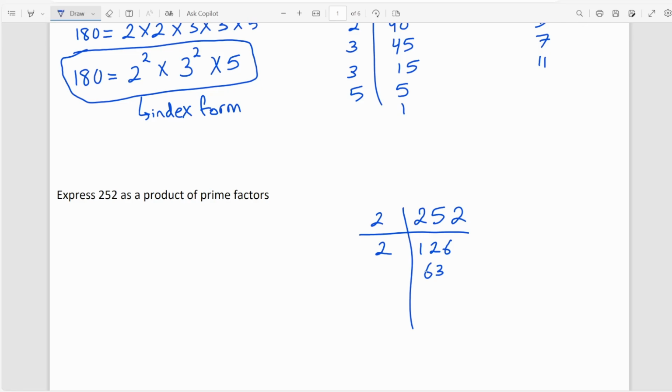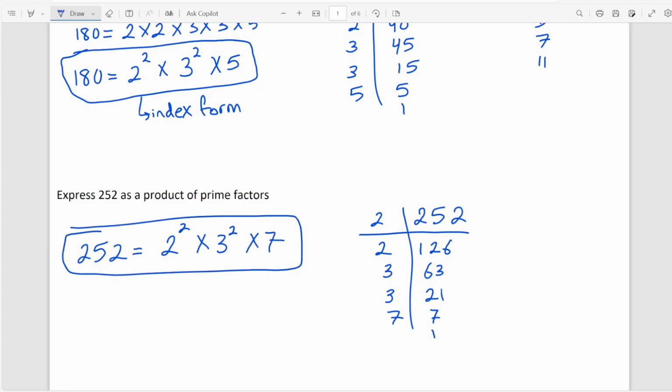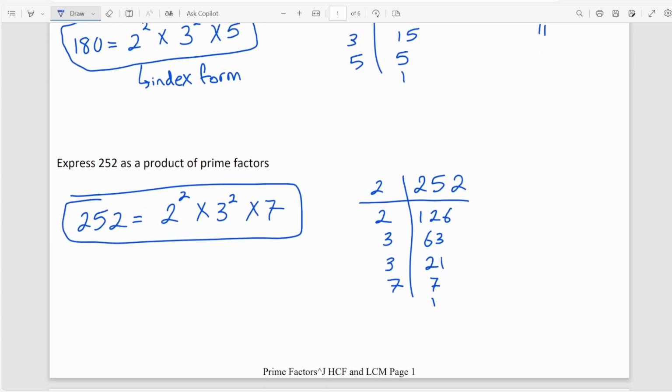Now 63 can't be divided by 2, okay? It can be divided by 3, however. So we'll divide this by 3, get 21. By 3 again, we get 7. Finally, by 7, we get 1, all right? So 252 is equal to 2, and we have 2 of them, so to the power of 2, times 3 to the power of 2, times 7, okay? You should always aim to write it this way in index form. It's much easier.